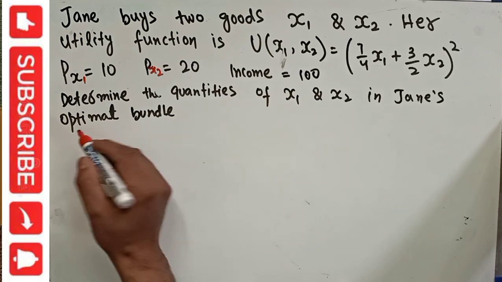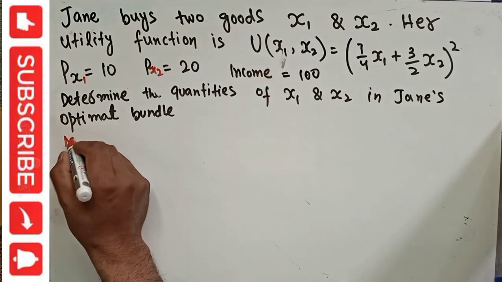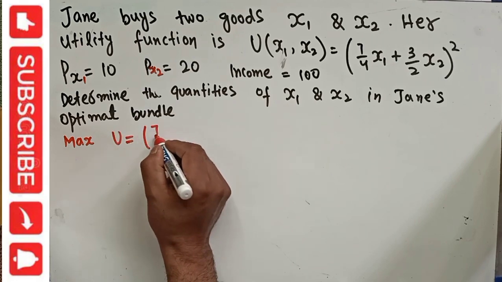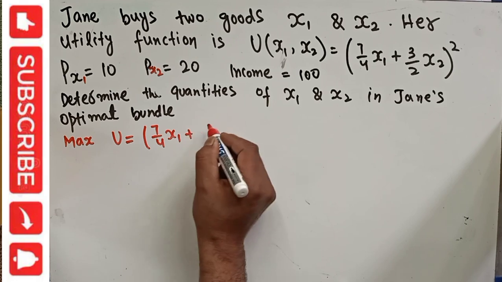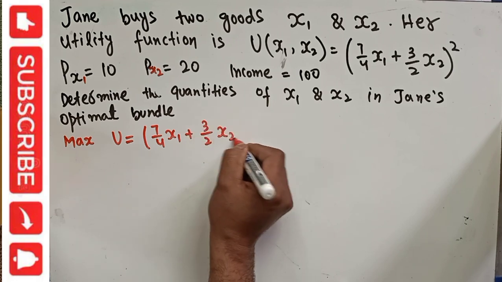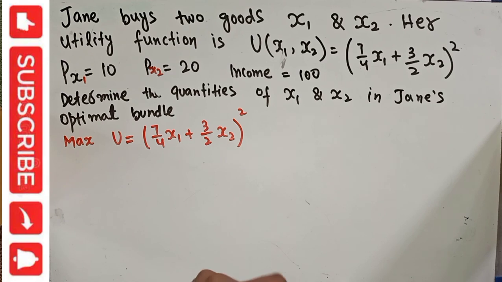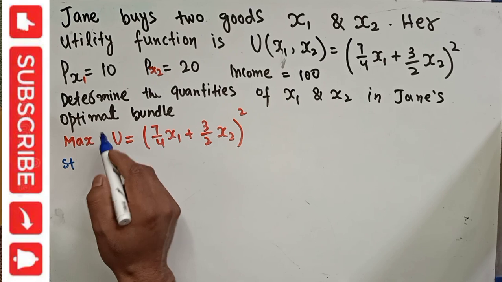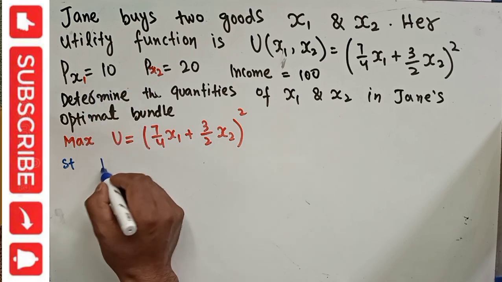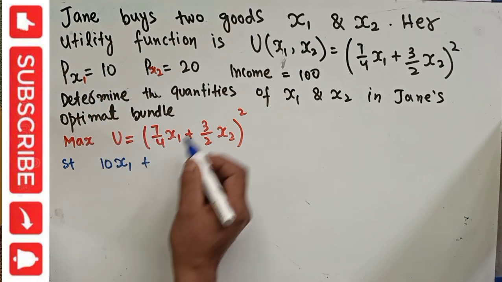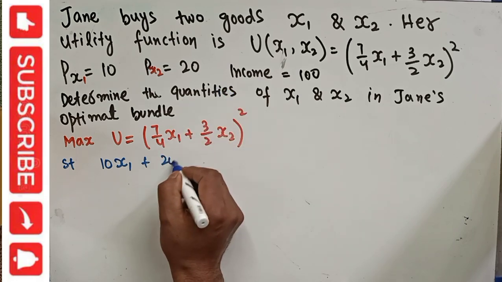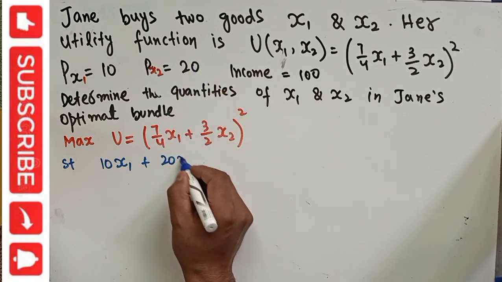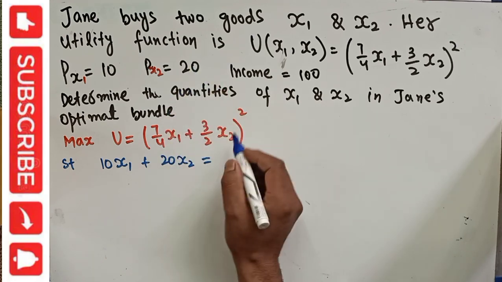Our endeavor will be to maximize the given utility function, that is, maximize utility, which is equal to (7/4 x1 + 3/2 x2) whole squared, subject to the budget constraint such that the price of good x1, that is 10, times units of good x1, plus the price of good x2, which is 20, times units of good x2, should be equal to the total income, that is 100.